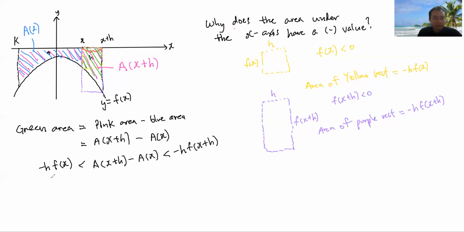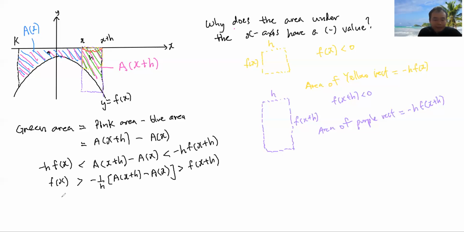Now can I divide by negative h throughout? Let me divide by negative h throughout, and we will get f of x. Because I'm dividing by a negative value, I have to change the sign of this inequality. So f of x will be bigger than negative 1 over h, let's call it 1 over h, times A of x plus h minus A of x, bigger than f of x plus h, isn't it?